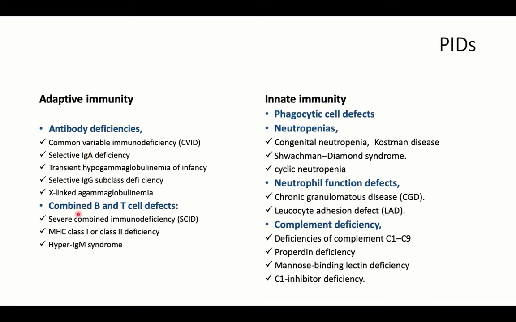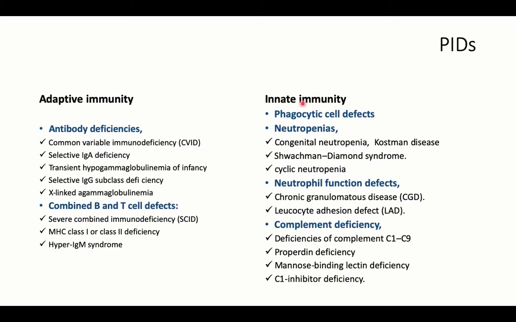So this antibody deficiency, PID can present as combined B and T cell defects, and under this we have severe combined immune deficiency, the worst one of all, and MHC class 1 or class 2 deficiency. These present antigens to the lymphocytes to initiate the adaptive immunity. Also, hyper IgM syndrome is a combined B and T cell defect. We will discuss all of these now.